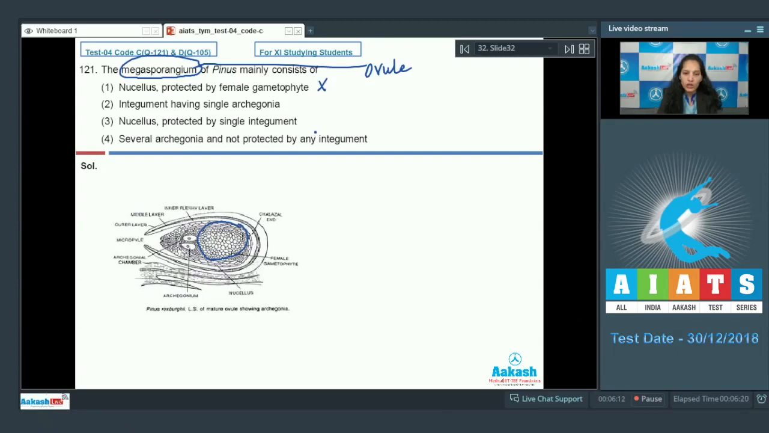Second is integument having single archegonia. You can see here it is not the single archegonia. The Pinus contains 2 to 8 archegonia. So this option is also ruled out.